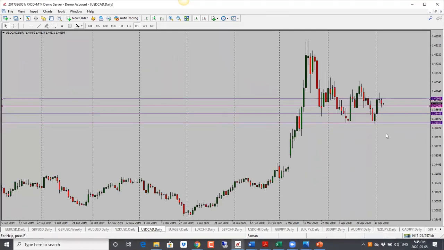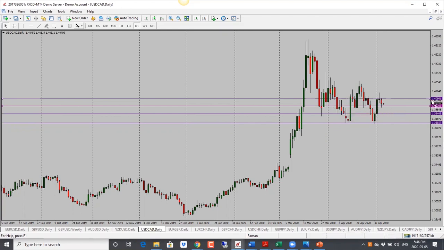So we have seen oil go up a fair bit today, actually. Over the last few days, it's been on an uptrend. So that looks positive. And when oil is doing well, we see Canadian dollar do well as well. And that's why we see dollar CAD drop. So bias here is bearish.